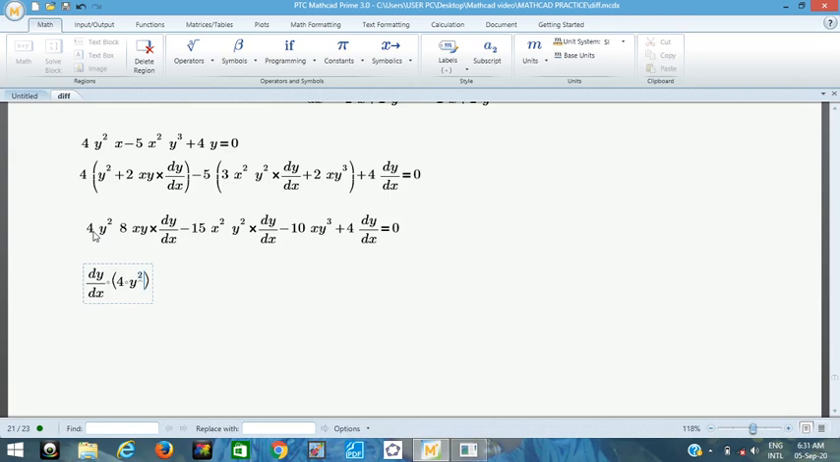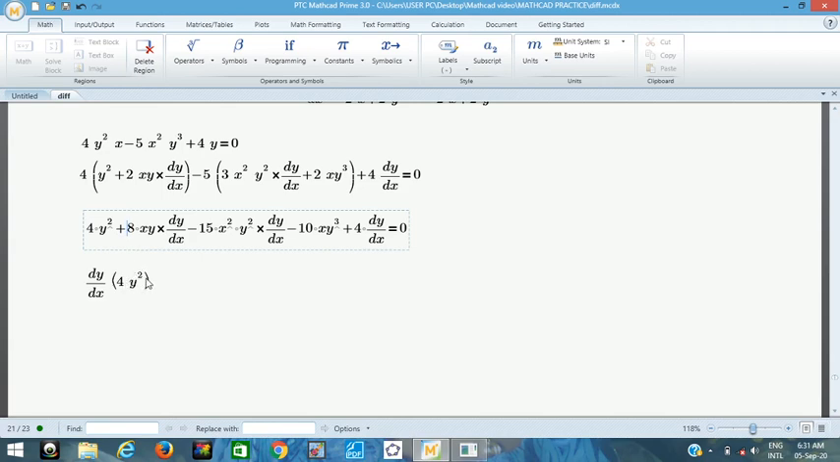Sorry, 4y raised to power 2. Okay, there's a sign here. I need to put a positive sign here. It's a positive sign. No, this is 4 times y squared, which is 4y squared, plus 8. So 4y is not a term with dy/dx. I forgot to put the positive sign, very very important.